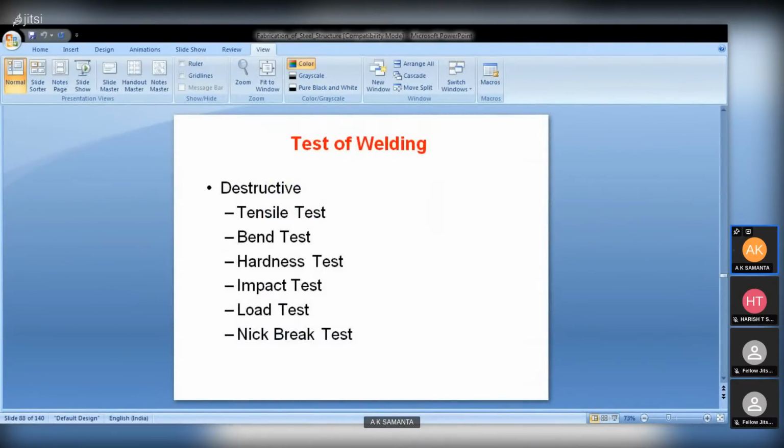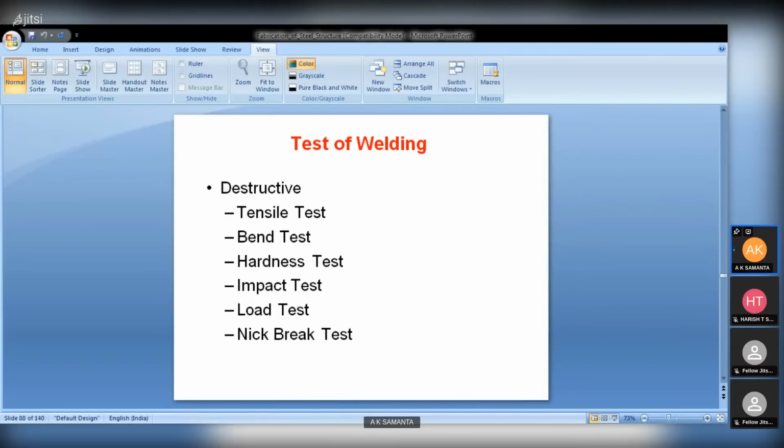Then we come to testing of welding. First is destructive test, another is non-destructive test. Non-destructive test I will describe after some time. Destructive tests include tensile test, bend test, hardness test, impact test, load test, and nick test. These tests are carried out just to know whether the welded portion is stronger or weaker than the parent material. In principle, the welding has to be stronger than the parent material. Otherwise, there is a possibility that the steel may fail, because the structure is designed considering the strength of the parent material, the main steel plate, etc.